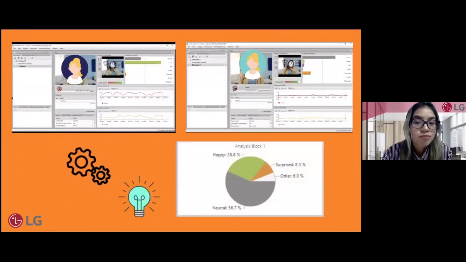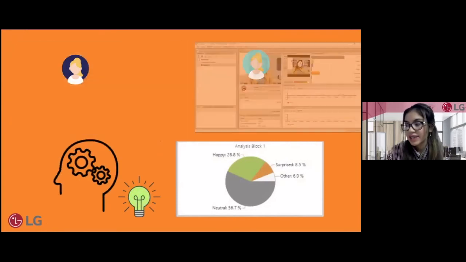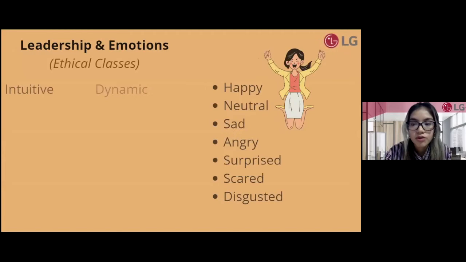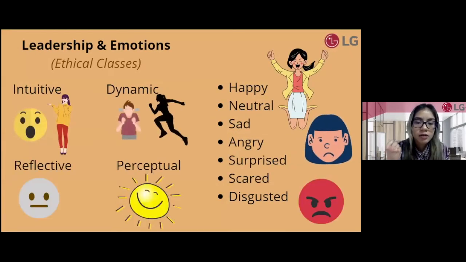Really nice approach. We can have some tests through face reader machines or software, as you can see here. For instance, in this case, those machines help us experience and be aware of the relationship between leadership and emotions, deriving ethical classes. Those classes can identify or classify the people we interview as intuitive, dynamic, reflective, and perceptual.